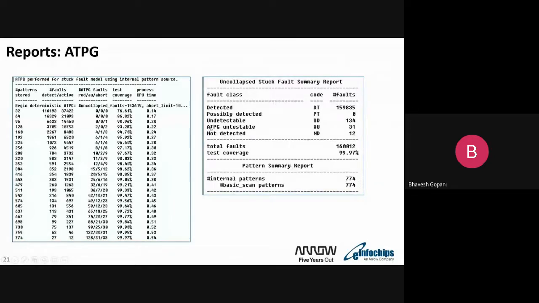So here what can we do? What is the solution to this? AU and ND. ND is not detected. So as of now, the tool is making efforts to detect those, trying to find some vectors which test those specific faults. But as of now, it has had no success. That's why it is kept in not detected.